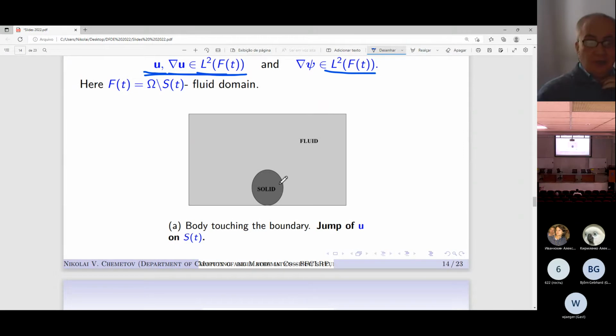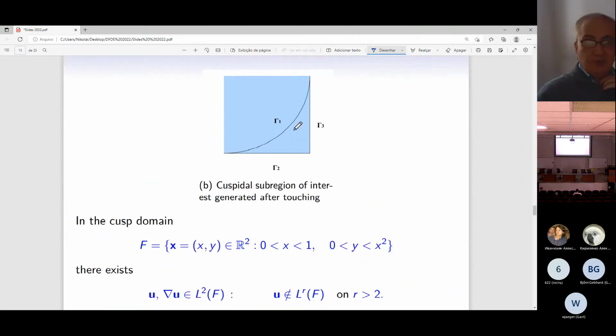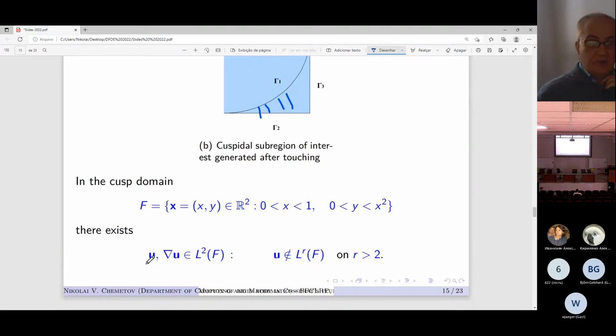But taking into account that on the boundary of the solid we have a jump, as a consequence, at the moment of touching of our solid, a so-called cusp domain immediately appears. For this type of domain, the standard Sobolev embedding theorems are not valid. For example, it's possible to construct the following example. Consider a cusp domain like this, and give an example where we have integrability of the velocity with the power 2, the gradient belongs to power 2, but the velocity is not integrable with a power greater than 2.